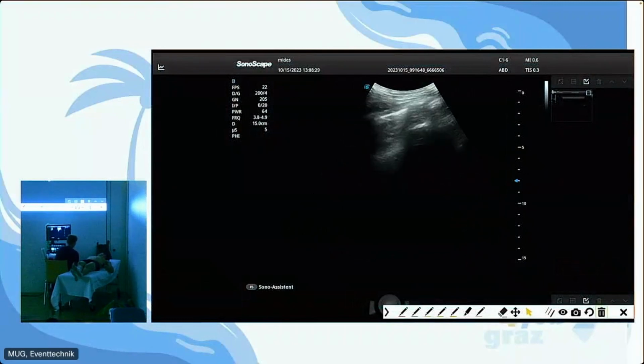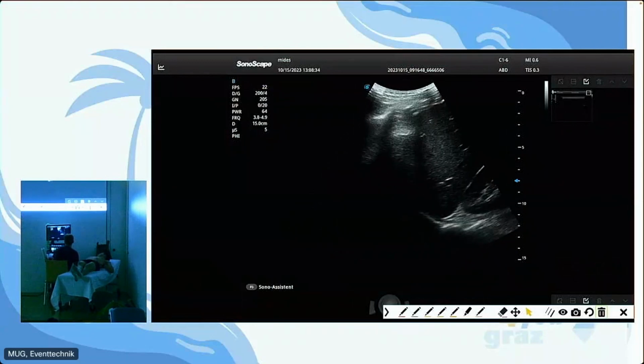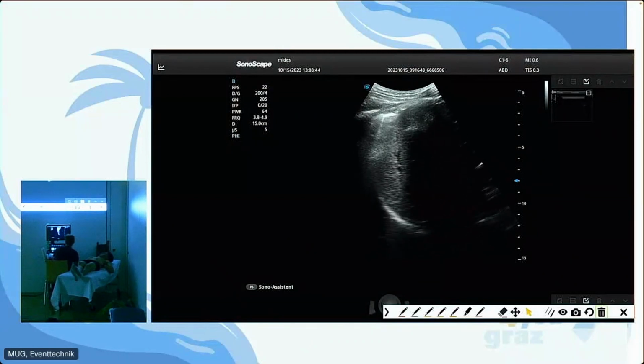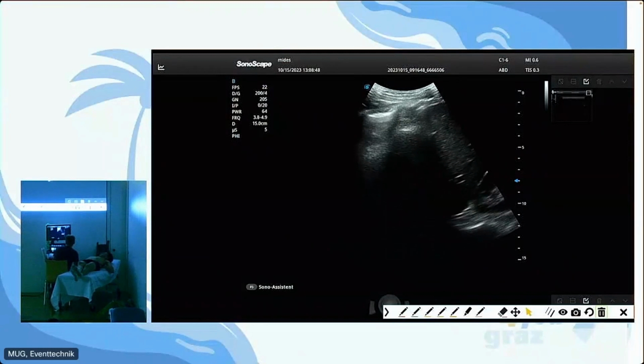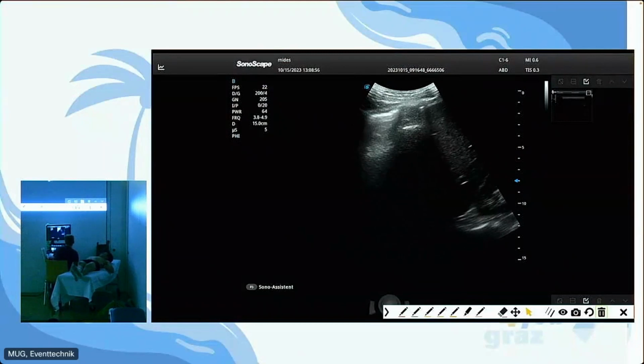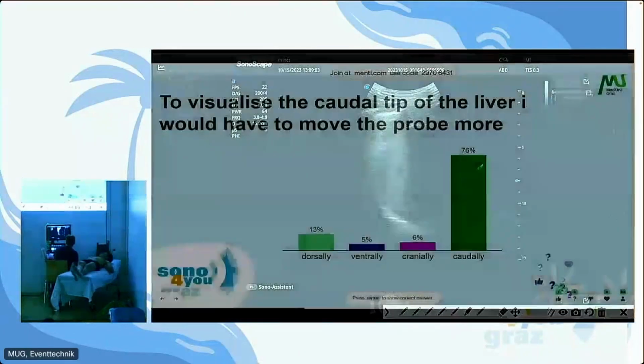Julian is gonna image a right upper quadrant. And from this image, how should Julian move the probe to visualize the caudal tip of the liver? One of the most important parts in the eFAST exam because it's the most sensitive area for small amounts of fluids. 30 votes. So let's look at the votes.